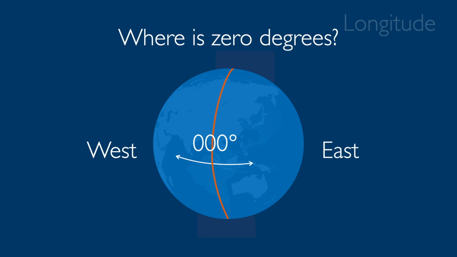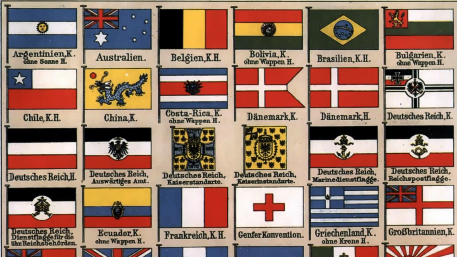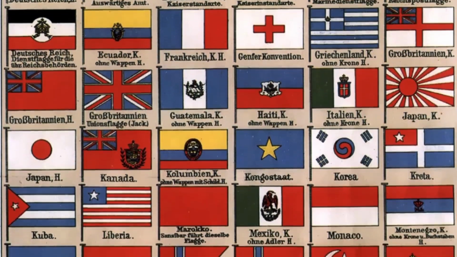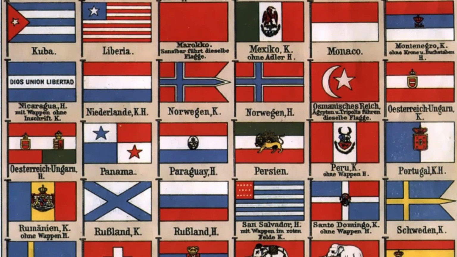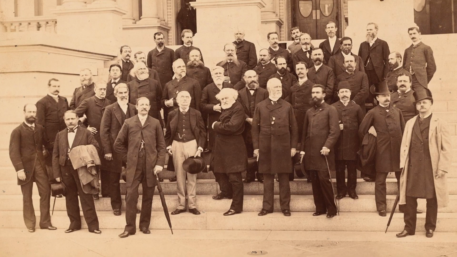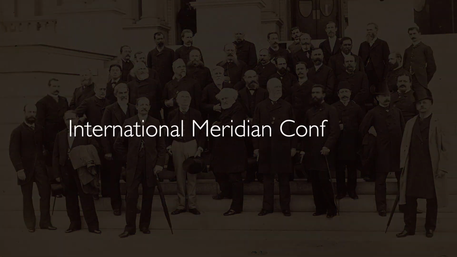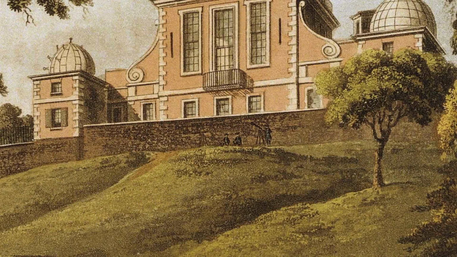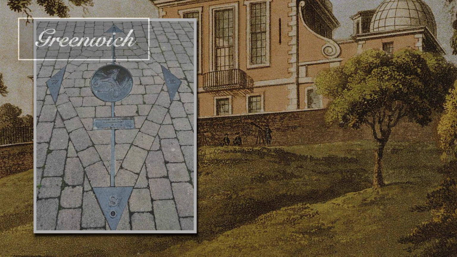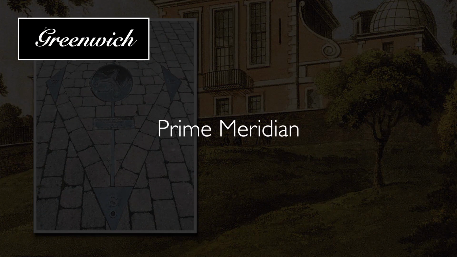Where is zero? For a long time, different nations used different lines as their start point, each producing charts that were from their definition of where east met west. That's where these guys come in. In 1884, the catchily titled International Meridian Conference in Washington, they came together and voted on a standard for the world to adopt. The chosen meridian? Greenwich, the zero marker, where east meets west, the prime meridian.